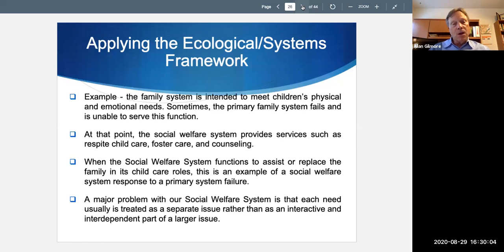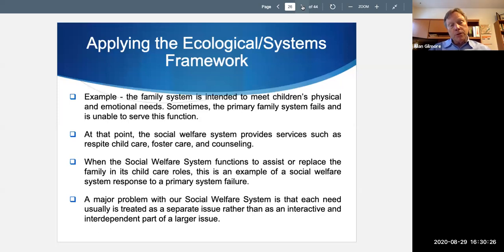So the family is not able to successfully function, possibly because of issues around poverty or domestic violence, substance abuse. And as a result, the social welfare system needs to step in and support this particular family so that they can get back on course.